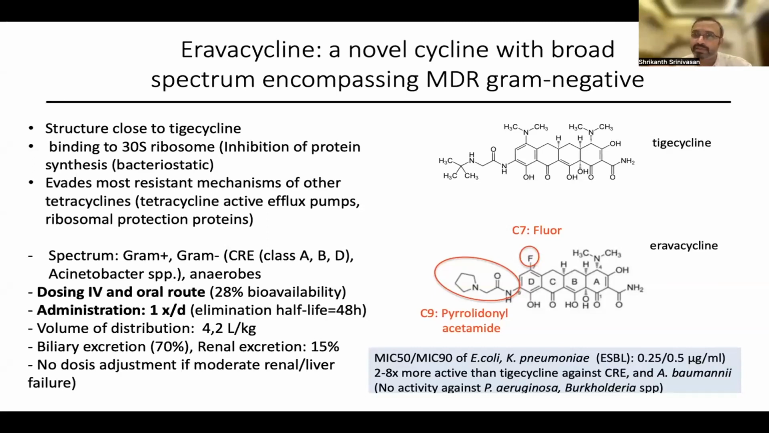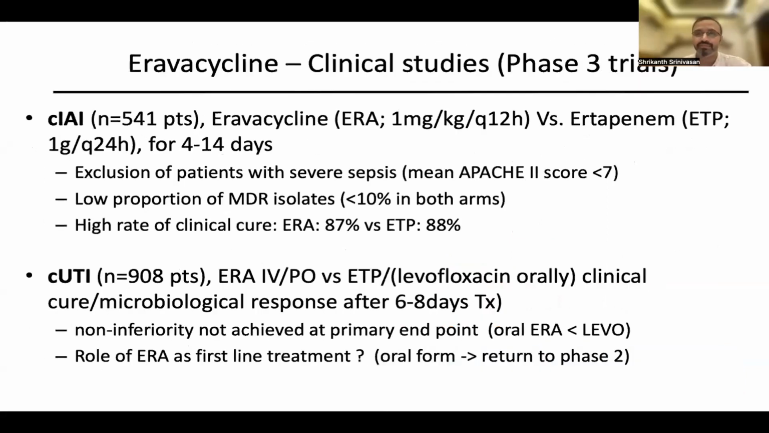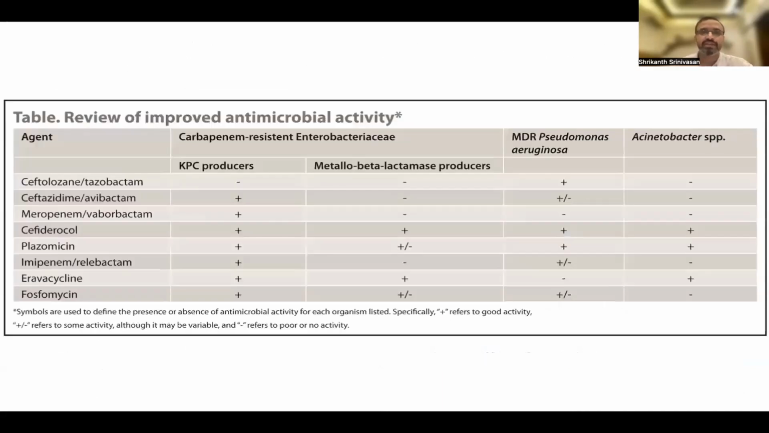This has, however, just like other tetracyclines, no activity against Pseudomonas aeruginosa or Burkholderia species. So just like tigecycline does not work against Pseudomonas, neither does this work against Pseudomonas or Burkholderia species. But it is 2 to 8 times more potent than tigecycline against CRE and Acinetobacter. Clinical studies are for complicated intra-abdominal infection and complicated UTI, showing non-inferiority and higher cure rates.